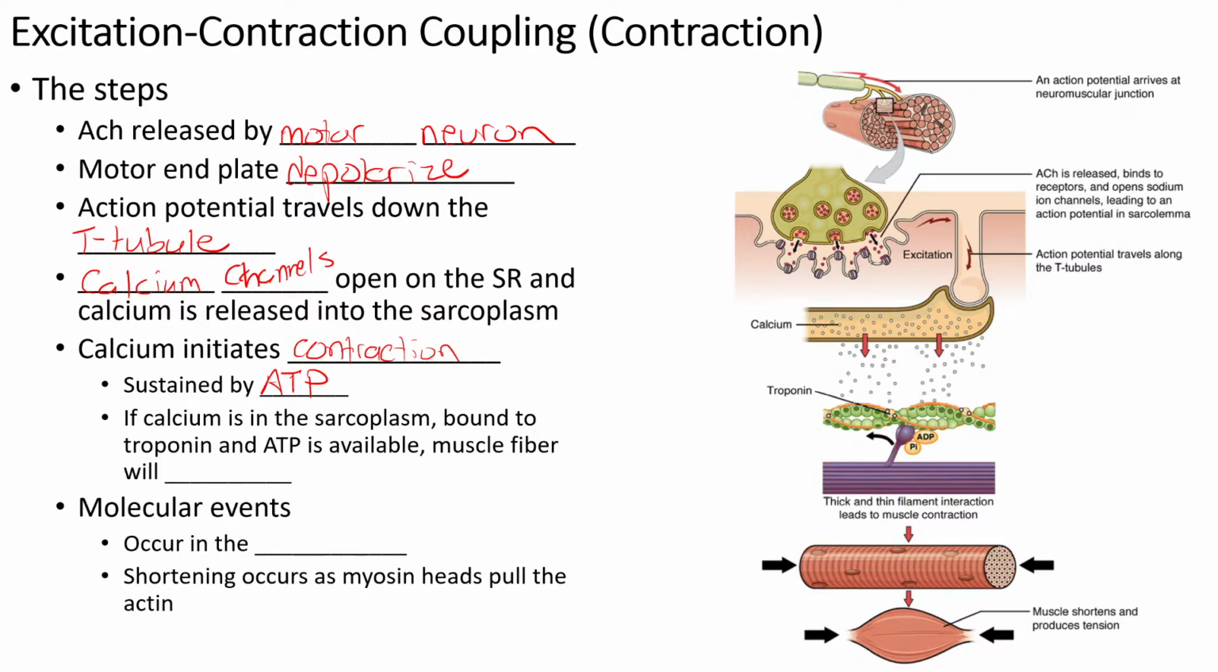If calcium is in the sarcoplasm, and if it is bound to troponin and ATP is available, the muscle fiber will shorten. So these are the conditions: if calcium is floating in the cell freely, bound to troponin, and ATP is available, we can shorten the muscle. We can contract. All of these molecular events happen in the sarcomere.